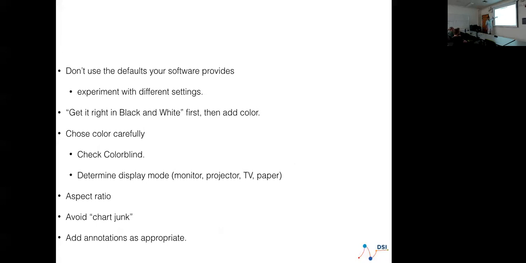There's a general rule of thumb that says get the plot right with black and white. Just start with black and white and do not get fancy with color until afterwards, because you are putting all your eggs in one basket with color. If you don't have color, you're dead.